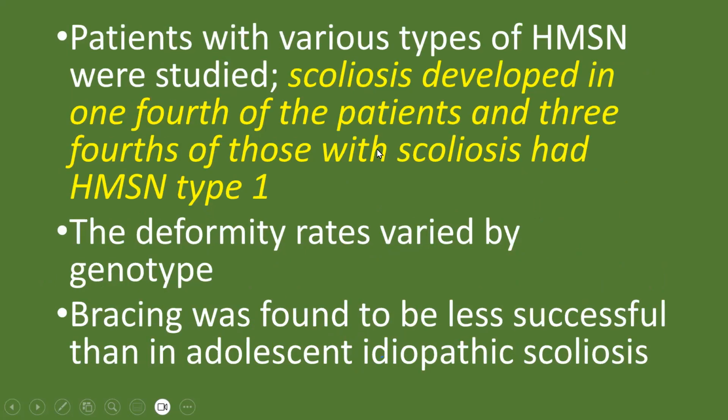Patients with various types of HMSN were studied. Scoliosis developed in 1/4 of the patients. 3/4 of those with scoliosis had Charcot-Marie-Tooth disease type 1. The deformity rates varied by genotype. Bracing was found to be less successful than in adolescent idiopathic scoliosis.